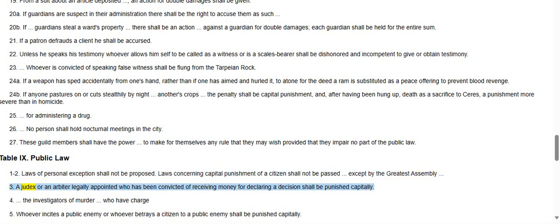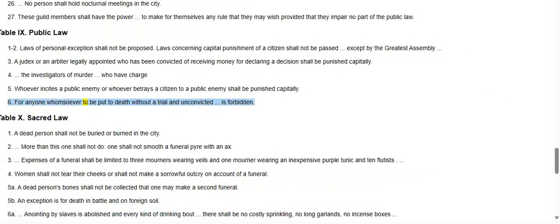3. A judex or an arbiter legally appointed who has been convicted of receiving money for declaring a decision shall be punished capitally. 4. The investigators of murder, who have charge. 5. Whoever incites a public enemy or whoever betrays a citizen to a public enemy shall be punished capitally. 6. For anyone whomsoever to be put to death without a trial and unconvicted, is forbidden.